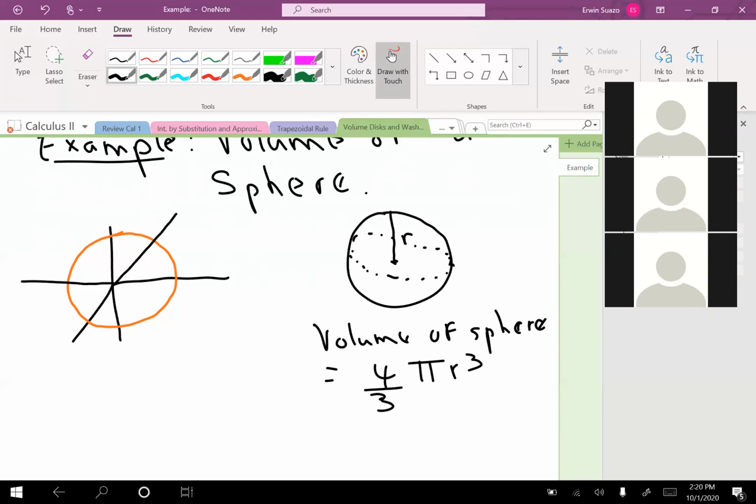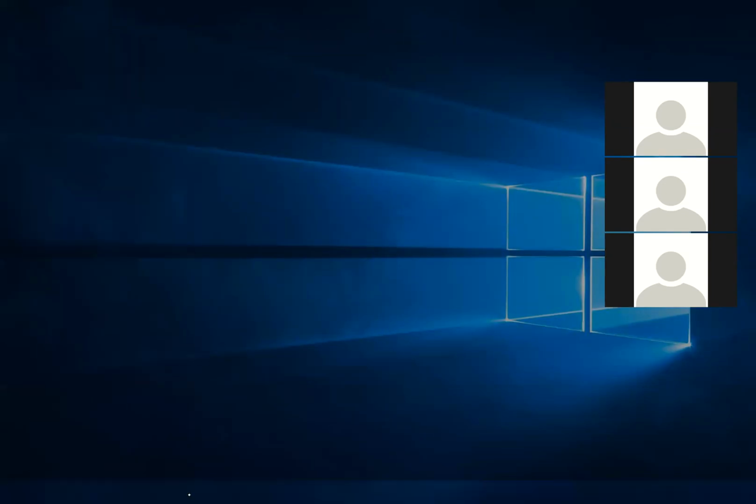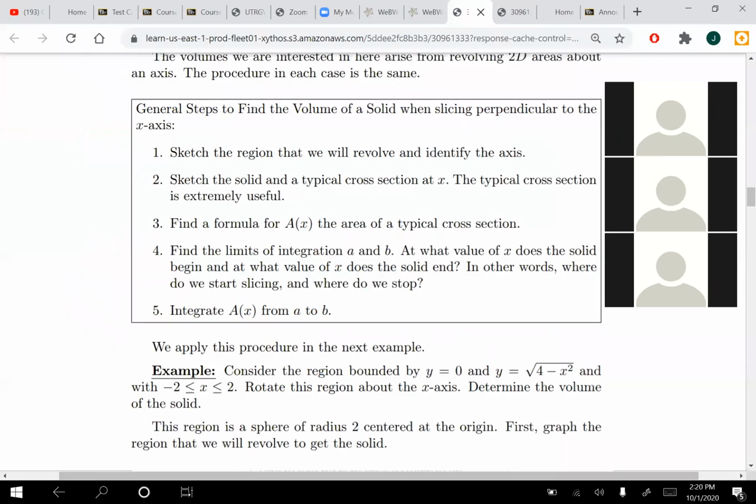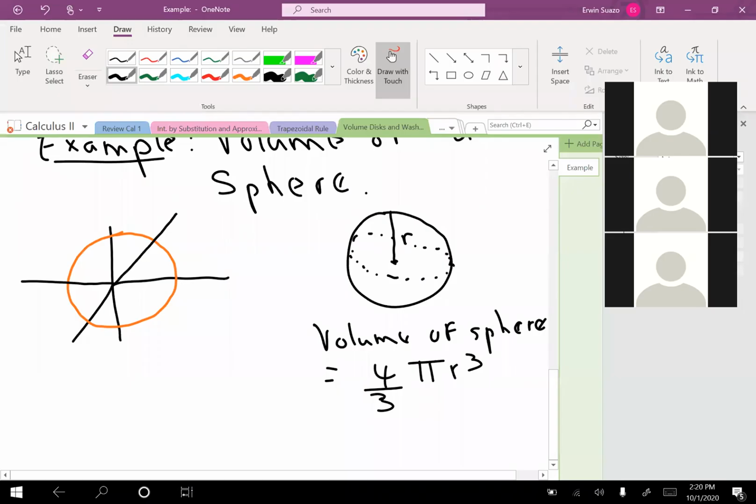Okay. So let's follow here the directions of the notes. Sketch the region that we will revolve and identify the axis. Sketch the solid and a typical cross section at x. The typical cross-section is extremely useful. So we need to make a cross-section. When you make a cross-section, what do you get?